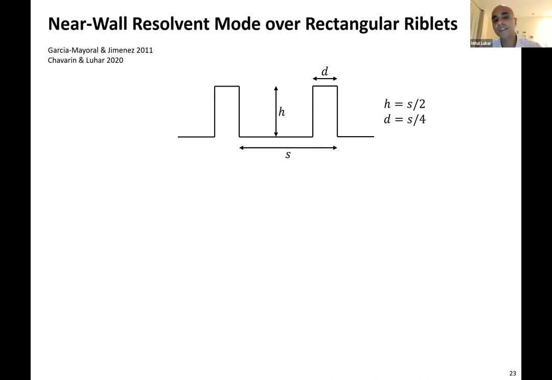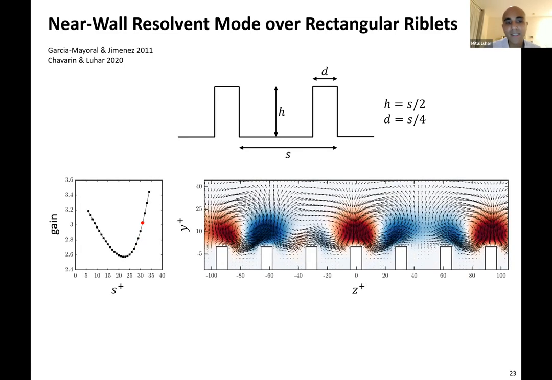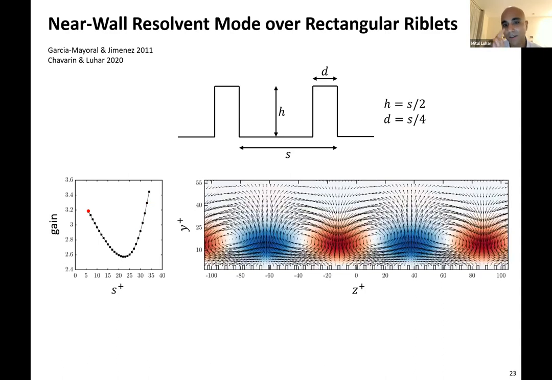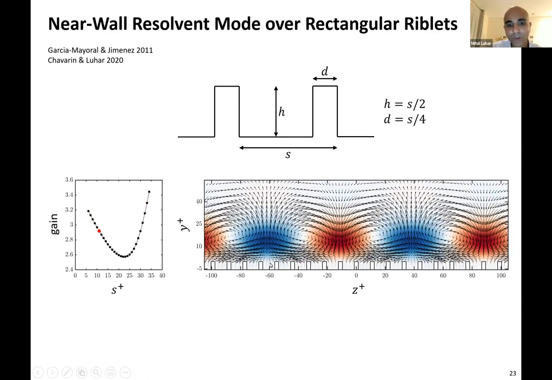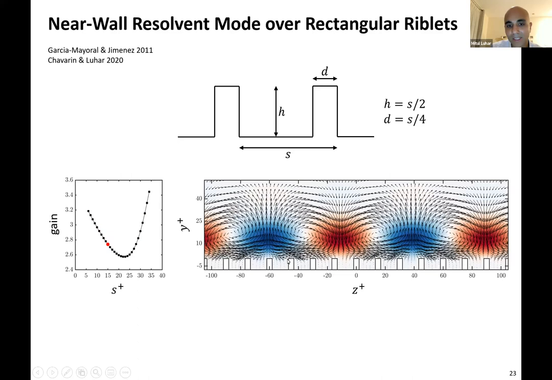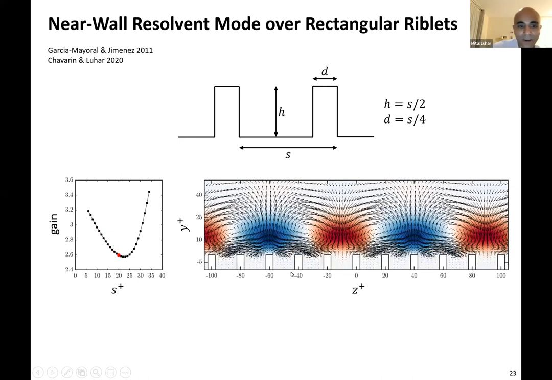So we introduce the effect of these riblets in our resolvent operator. We modify the base flow. And the effect of riblets is embedded in the resolvent operator, essentially using a volume penalization method. This is a linear immersed boundary method. And this is what we see in terms of the gain for this single near wall mode over riblets of varying size. So these are now rectangular riblets of varying size.